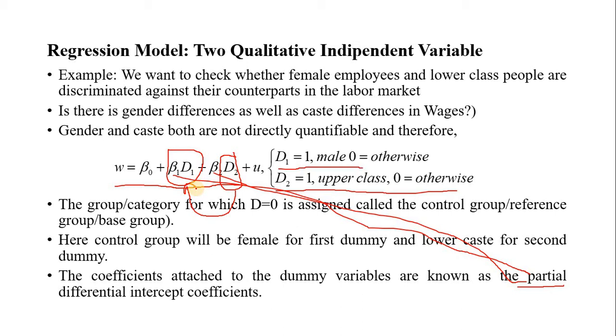If there are no gender differences, then this would be the amount of variation that lower class people and upper class people are getting. And when I interpret the gender dummy, I have to say that keeping the effect of the caste dummy constant, there are gender differences.